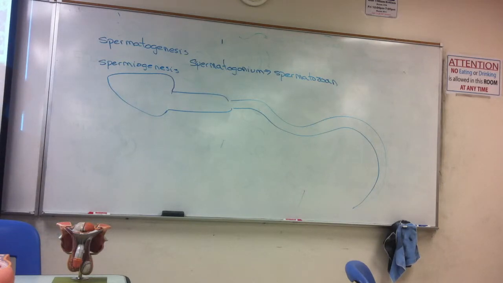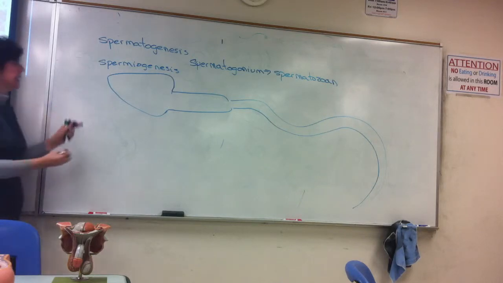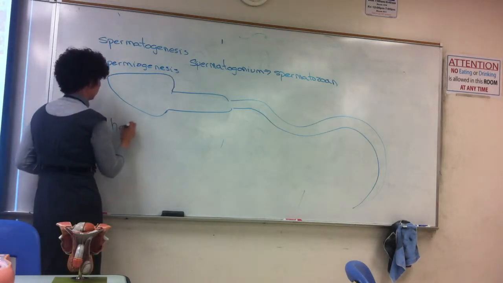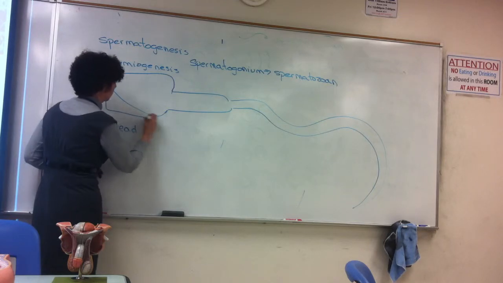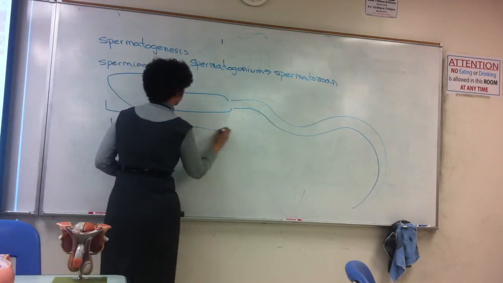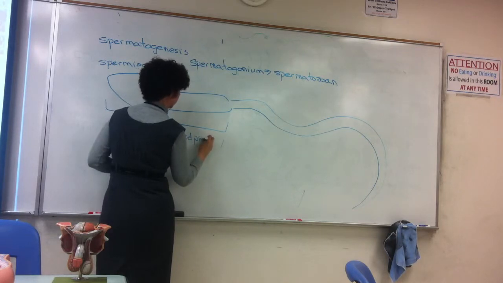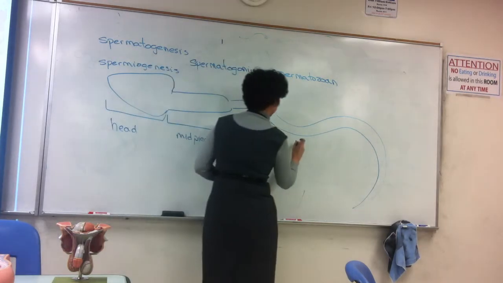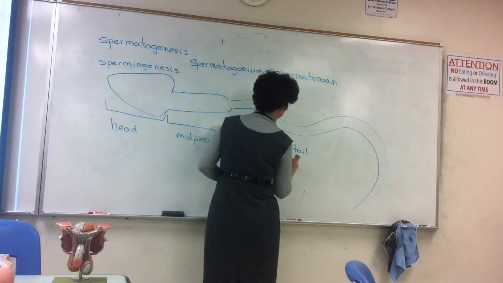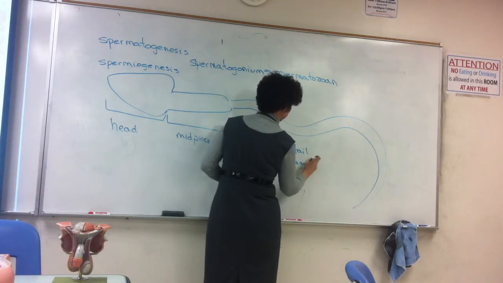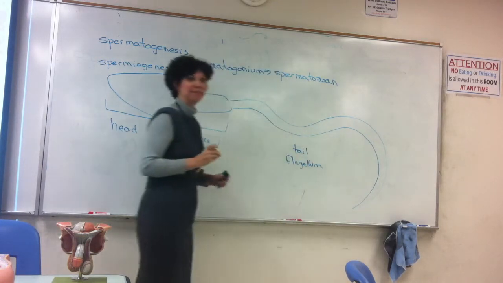Okay, so there aren't any genetic changes that occur here. It's just taking on this appearance. This is known as the head. The mid-piece. There's a neck in there, but. And the tail, or flagella.